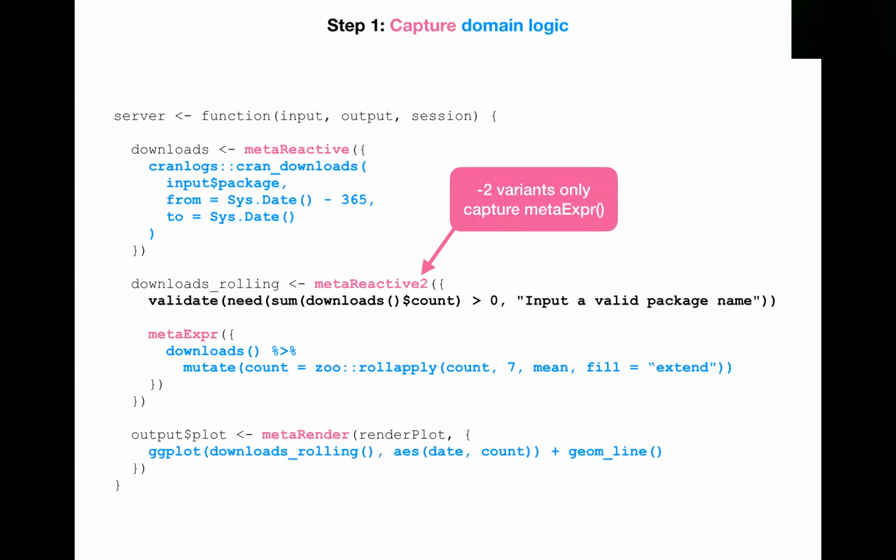And then for the downloads rolling part, notice that I'm not using metaReactive, I'm using metaReactive2. So this has a slightly different functionality than metaReactive in the sense that it's going to ignore any code that appears outside of this metaExpression that I've also put inside of this reactive. Basically, this is our workaround for giving you control over ignoring the Shiny-specific code that you don't want to export when you go to generate code from this application.